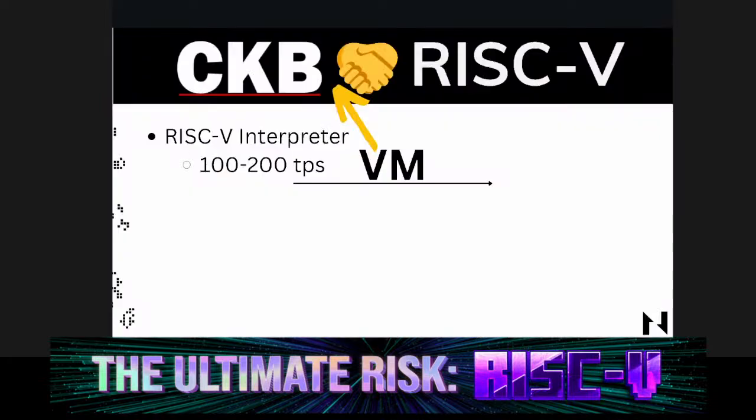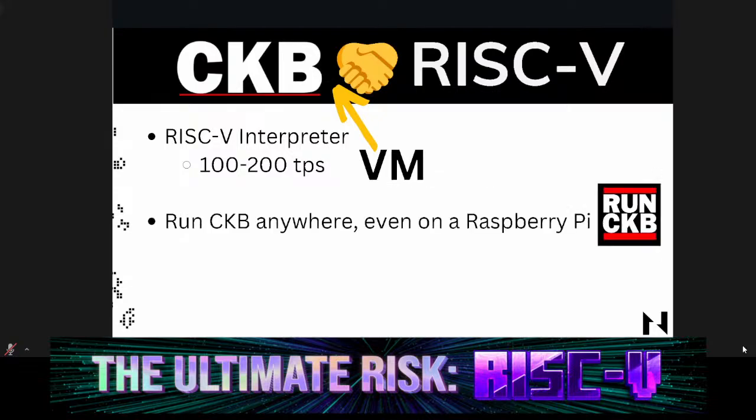How exactly does RISC-V help CKB achieve these goals? So the CKB VM is a RISC-V interpreter. It runs at about 100 to 200 transactions per second, which is adequate performance with CKB and doesn't introduce any of the considerations that come with a JIT approach. In this way, CKB can run on any platform, anything from a laptop that you're watching this on right now to a Raspberry Pi or even a smartphone.